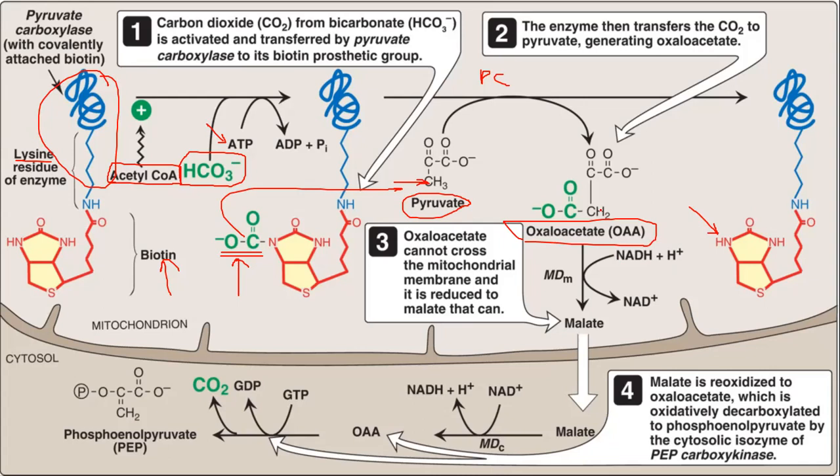Okay, then the oxaloacetate is converted to malate. Why convert oxaloacetate to malate first? Because we don't have a transporter for oxaloacetate. You first must convert the oxaloacetate to malate by the mitochondrial malate dehydrogenase. Then once you transport it to the cytosol, this is the mitochondrial matrix, then this is the cytosol. Once in the cytosol, you convert it back to oxaloacetate by the cytosolic malate dehydrogenase.